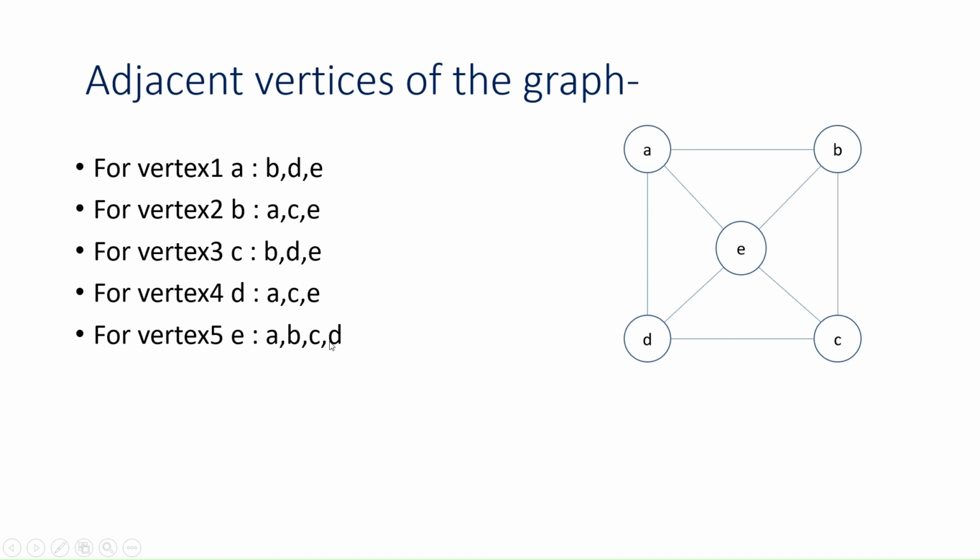If you observe here, for vertex 5, E, there are 4 adjacent vertices. That is, all other vertices are adjacent to this vertex E. That is, we have to color the vertex E so that it should not match with any of the colors of A, B, C, D. That is, the color we give to the vertex E should be unique.